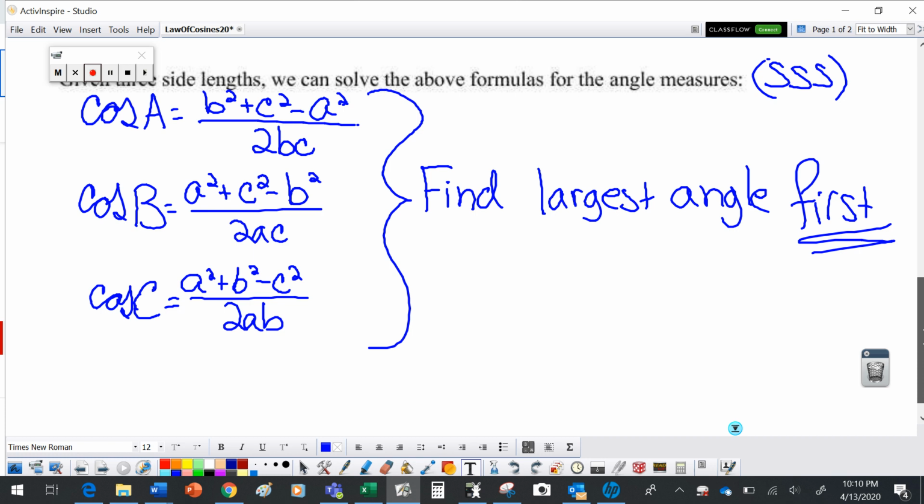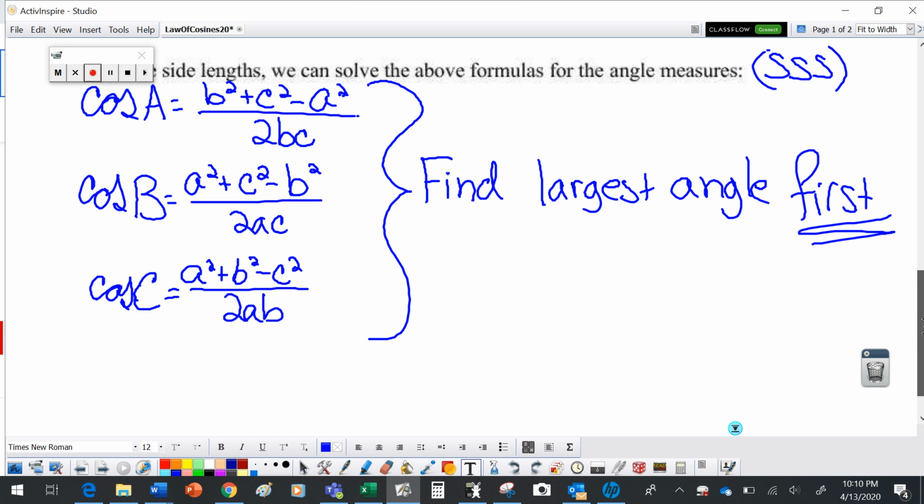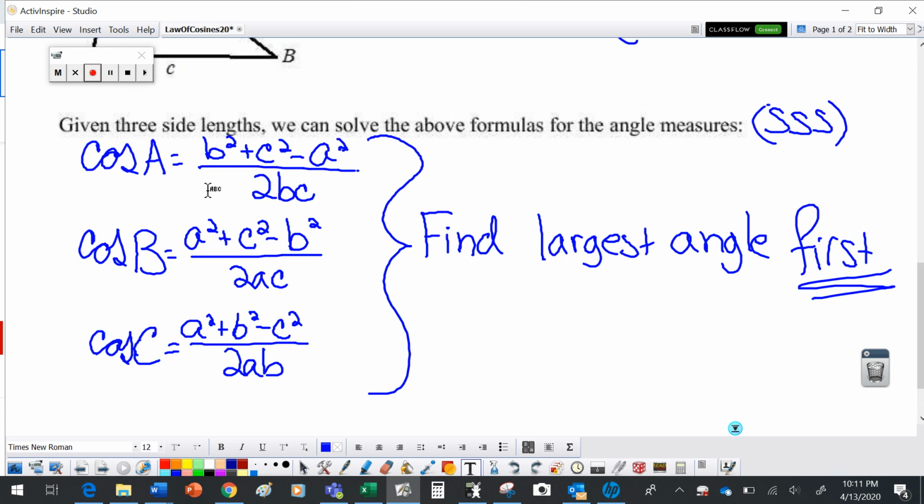Or if we're given 3 side lengths and no angles at all, we can find an angle using an adaptation of that formula above. Now that would be side, side, side. So we still want to draw the triangle, we still want to see what setup we have, and that'll help us determine what formula we need to use.